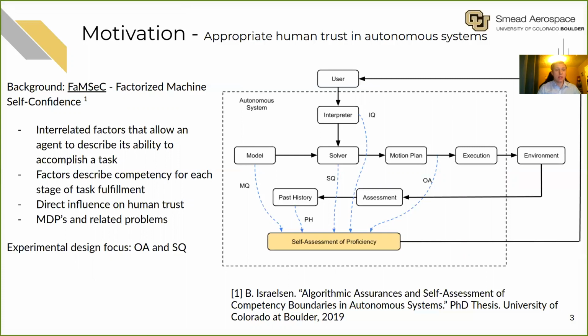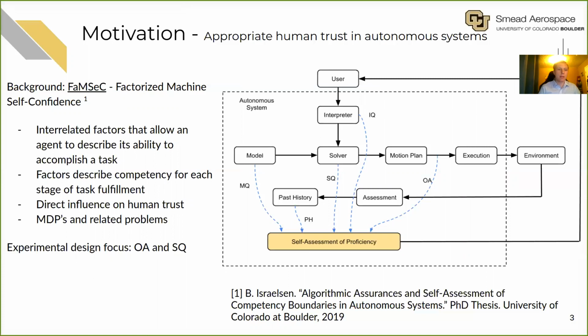The means by which we do this is factorized machine self-confidence, abbreviated FaMSeC. FaMSeC is a series of interrelated factors that allow an agent to describe its ability to accomplish a task. These factors describe the competency of the agent at each stage of task fulfillment, and the idea here is that these metrics can help influence the human trust in the autonomous system such that they can leverage it more appropriately.